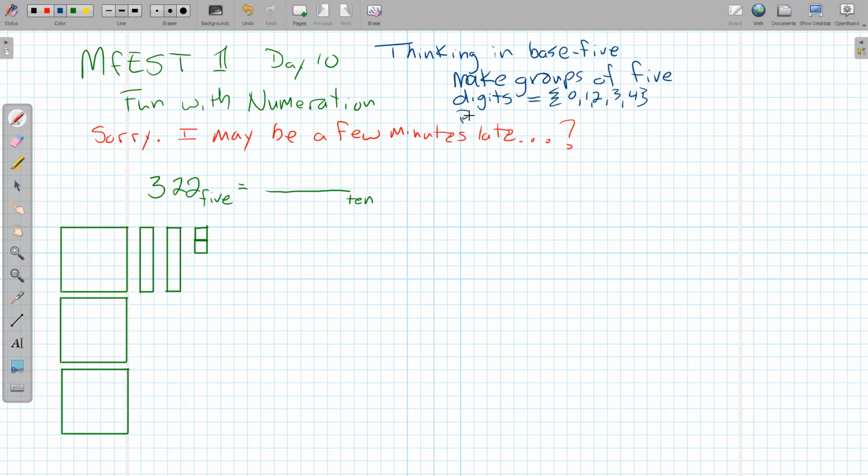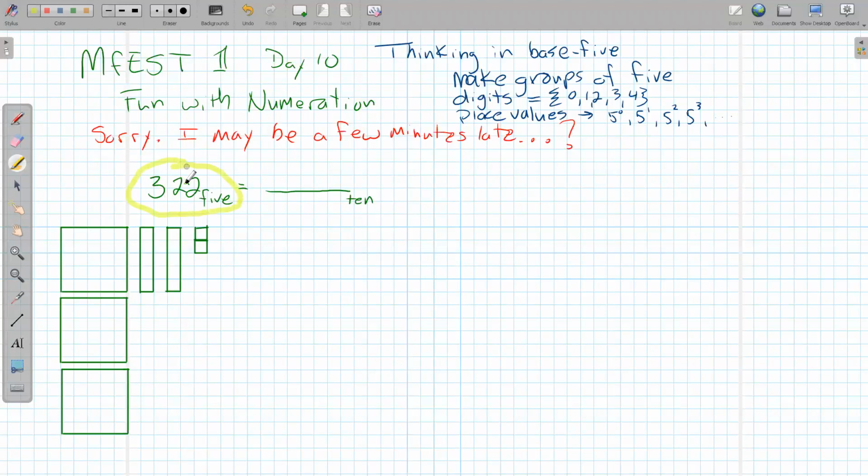And then the other thing to probably think about here is the idea of place values. And they are all powers of 5. So you have your 5 to the zero, you have your 5 to the first power, you have your 5 to the second power, you have your 5 to the third power, and so on. So our 1s, our 5s, our 25s, our 125s, whereas in base 10, we call them 1s and 10s and 100s and 1000s.